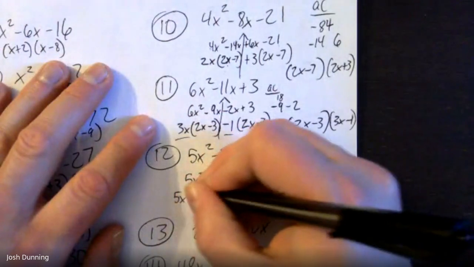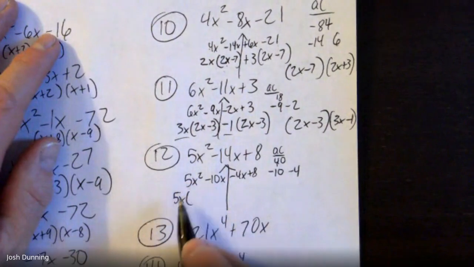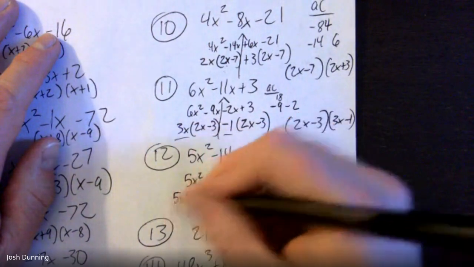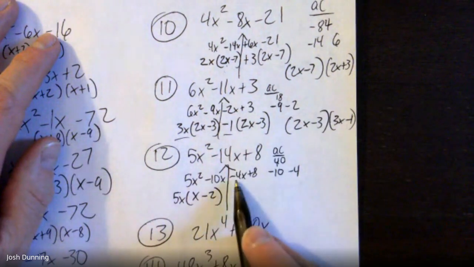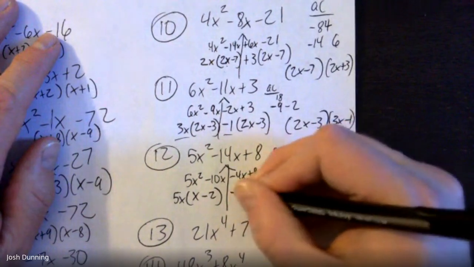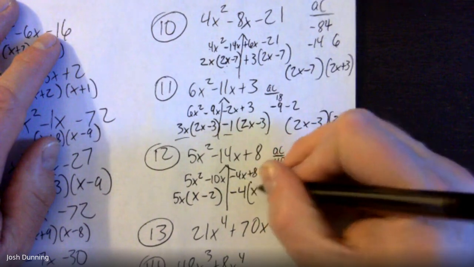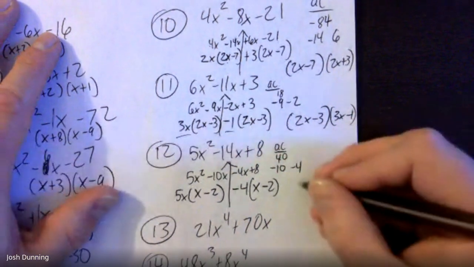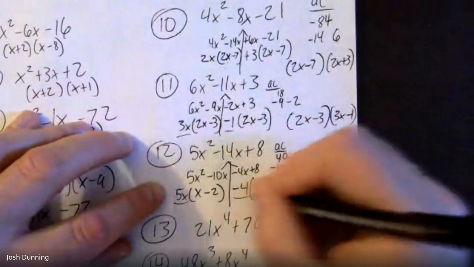GCF here is 5x. 5 divided by 5 is 1. We don't need to write the 1 down because x squared over x leaves you with x. 10 divided by 5 is 2. The x's cancel. Now, the only thing we do have to worry about here, this is positive, negative. That's negative, positive. My GCF is 4, but I'll divide by negative 4. Negative 4 divided by negative 4 cancels, leaves you with positive x. 8 divided by negative 4, negative 2. Take the x minus 2's out. You got 5x minus 4 left.